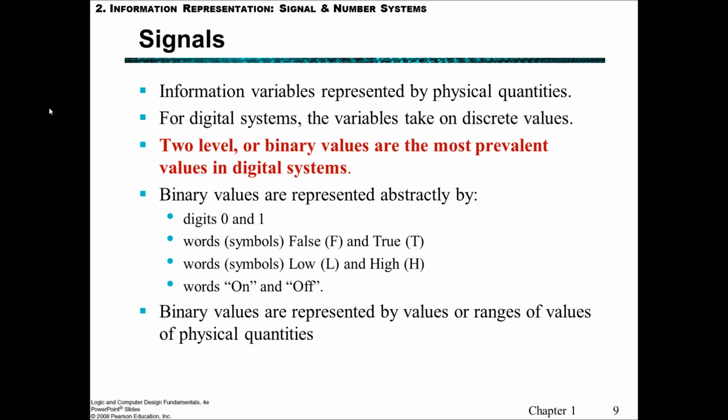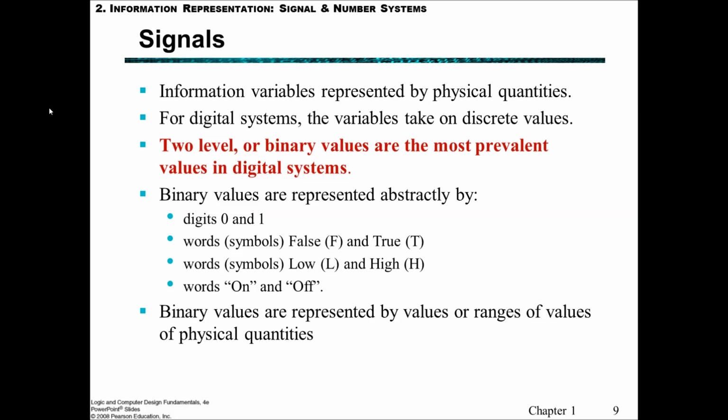So this is part 2, which we're calling the information representation, and we're going to look at the signals and number systems that are involved in digital systems. So signals are generally information variables that are represented by some physical quantity. Those physical quantities may be weight or height or length or distance or speed or simply counting some pulse.